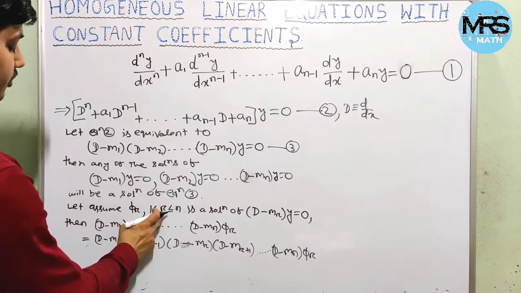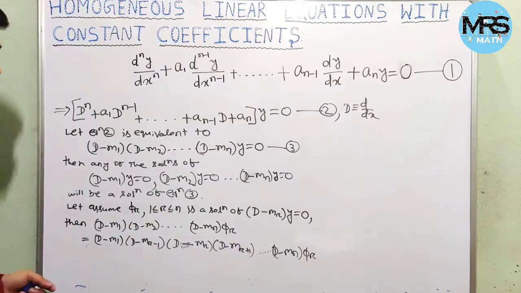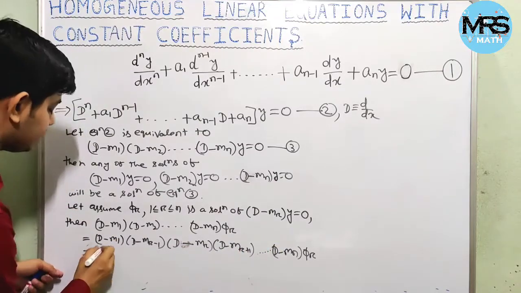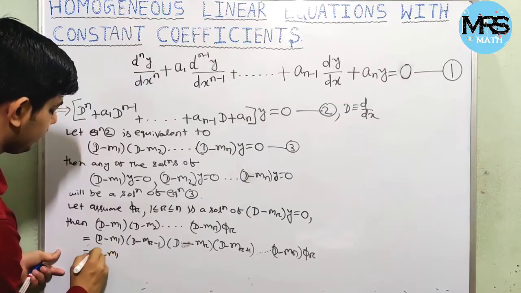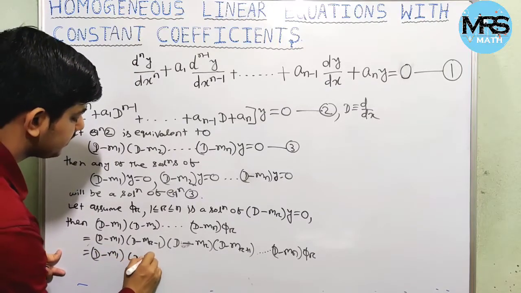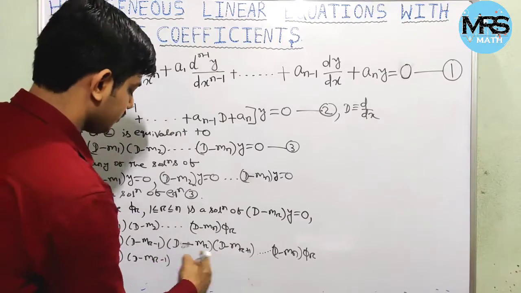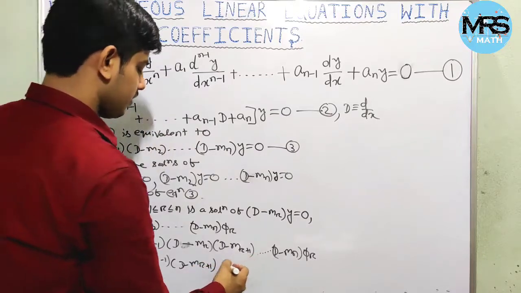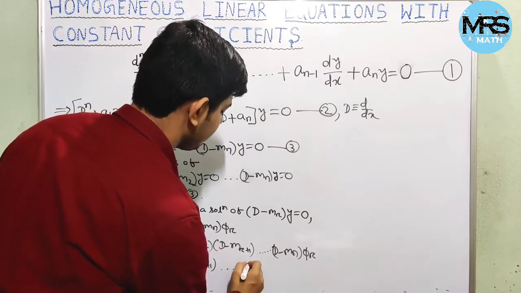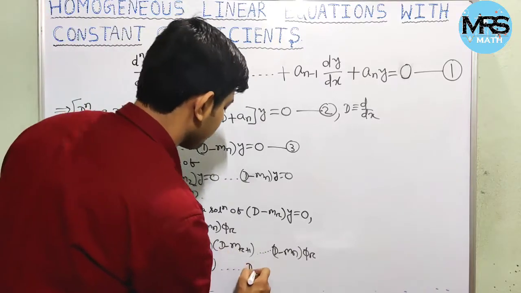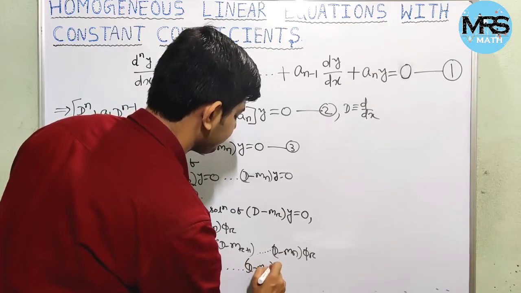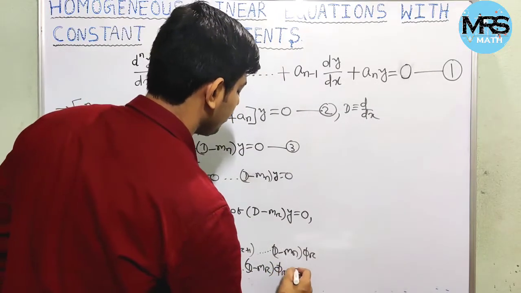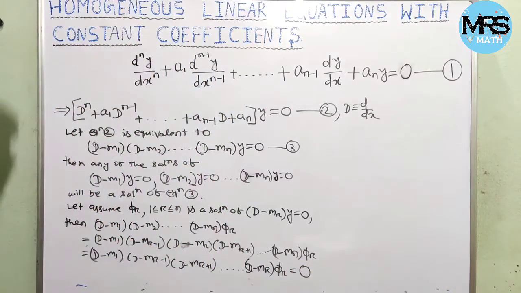Since this r is in between 1 to n, we can write these terms which are in between 1 and n. Again, this one we can write as (D - m1) ... (D - m(r-1)) (D - m(r+1)) ..., and the last term will be (D - mr) into phi r. So this one will be equal to 0, yes or no?